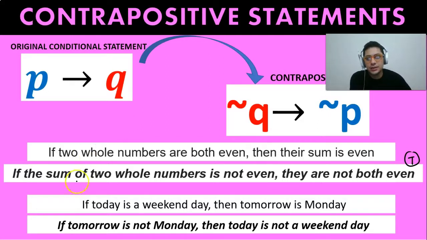In the second one, we see if tomorrow is not Monday, then today is not a weekend day. So let's say that tomorrow is not Monday. Let's say tomorrow is Sunday. Then today is not a weekend day. That is actually false because, according to what I just said, today is Saturday. So if tomorrow is not Monday, then today is not a weekend day, it's actually false. Because if tomorrow is Sunday, then today is Saturday, but today is a weekend day because Saturday is a weekend day. So we have found a counterexample.